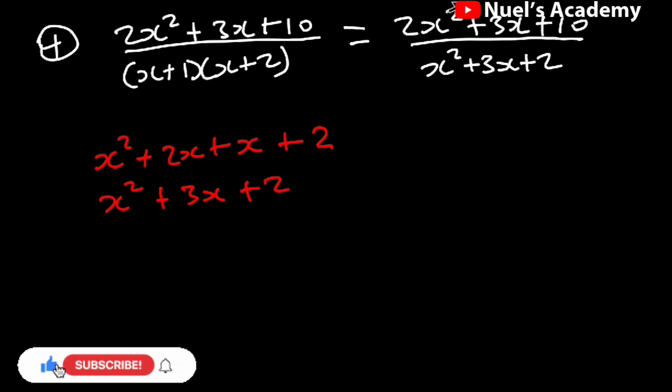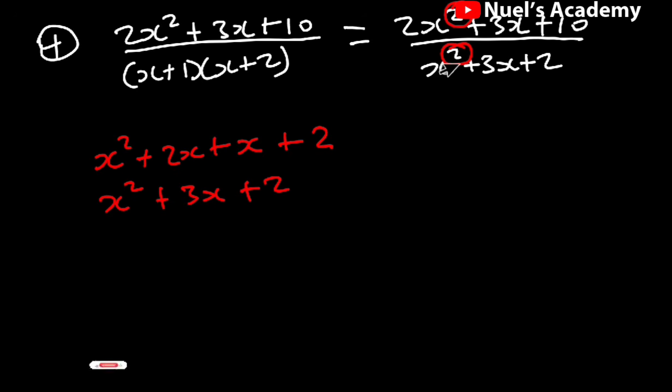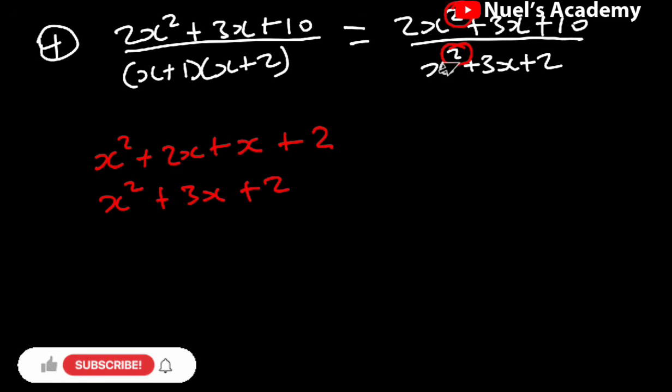Now notice that the degree of the polynomial at the numerator is equal to the degree of the polynomial at the denominator. Anytime you are given a compound fraction to resolve into partial fractions, and you notice that the degree of the numerator is either greater than or equal to that of the denominator, the first thing we are going to do is to divide the numerator by the denominator. So let's do that.